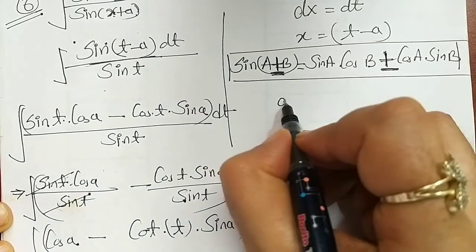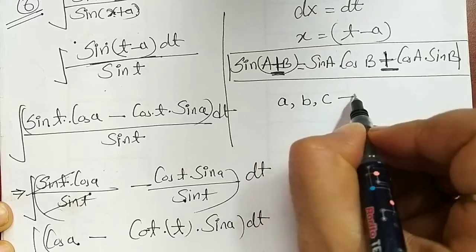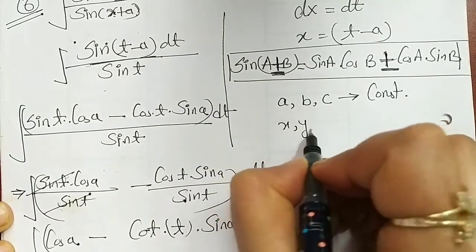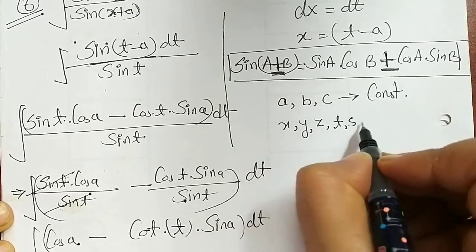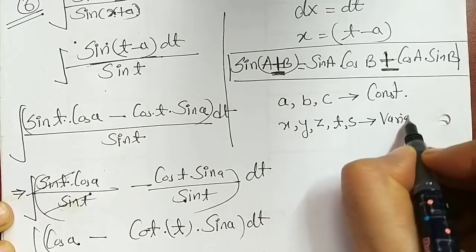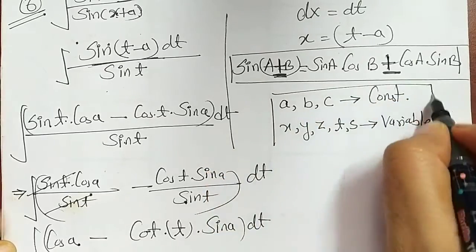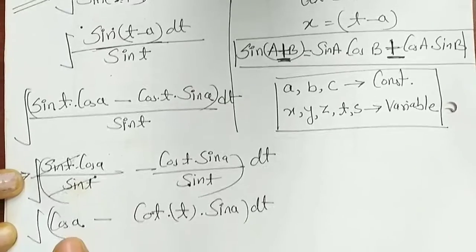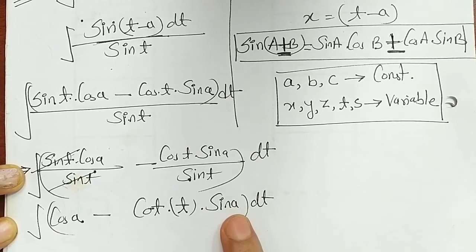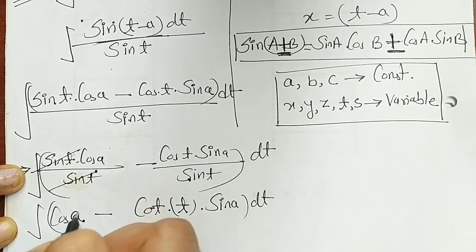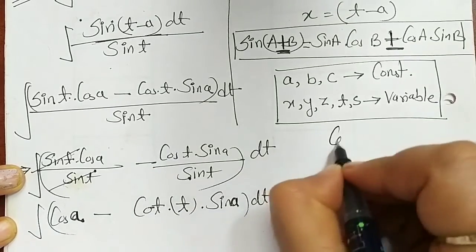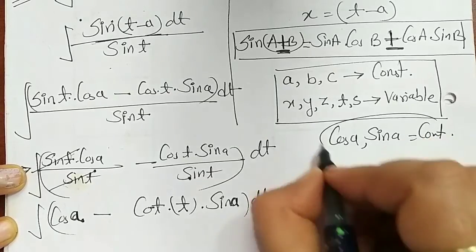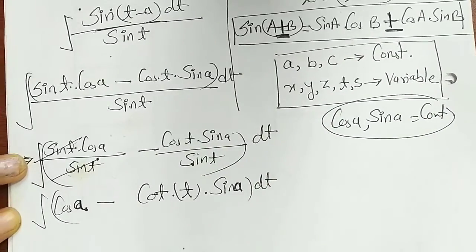In maths, remember guys, a, b, c are reserved for constants. x, y, z, t, s, they are reserved for variables. Okay, in maths, that is how we use notation. So a is a constant, so cos a will also be constant. Sin a is a constant, sin a will be constant. So cos a and sin a we will treat as constant terms, like 2, 3, 4, 5.